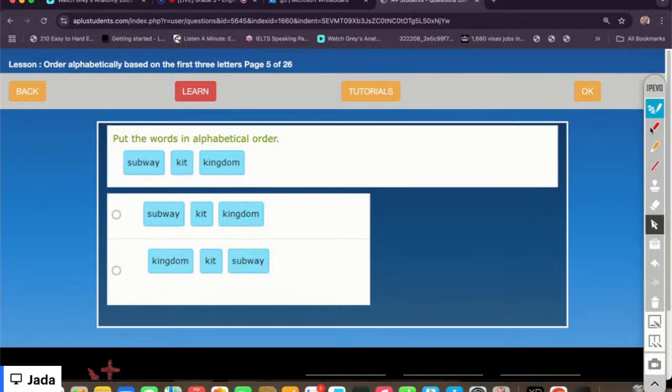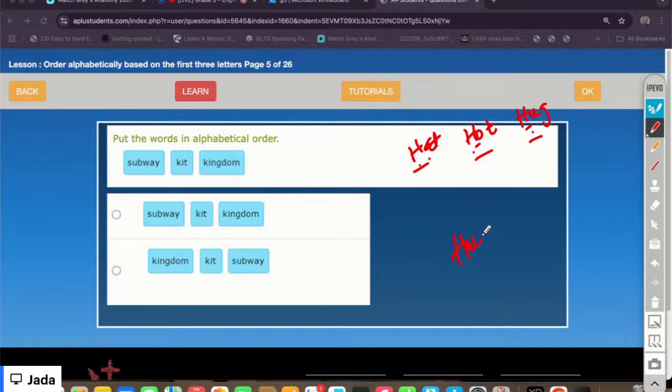It's just like when we had hat, hot, and hug. For example, we have hat, hot, and hog. Look at this. They all have H, H, H, right? But the difference is that the second letters are different. So let's say they are mixed up and it comes as hog, hot, and hat, all over the place. So you have to make sure that you look at the second letter. So hat comes first, hot is next, and then hog. Okay?